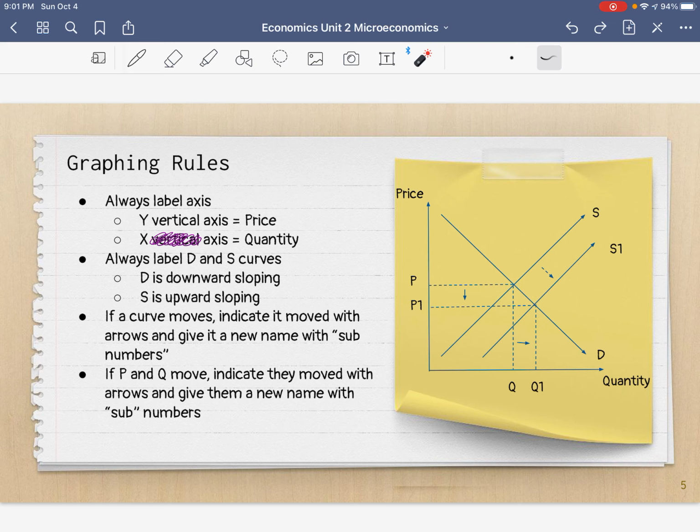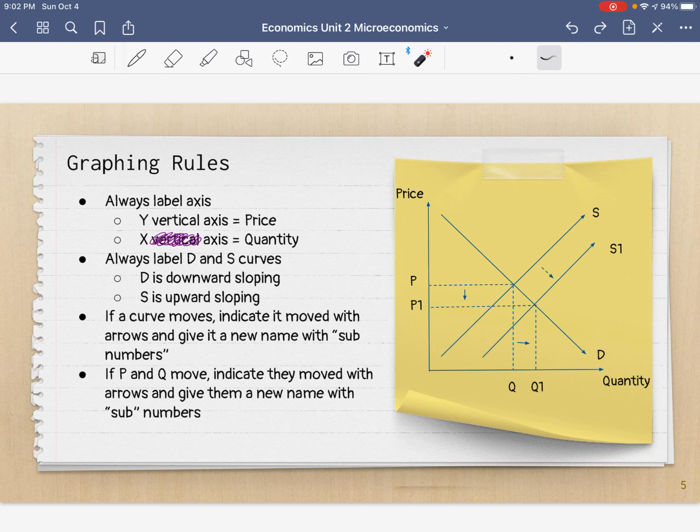Okay, supply is upward sloping. So supply is this one. Little arrows, and then label it with an S so that the reader of the graph knows, okay? So we've got price, quantity, supply, demand. And that's what a basic graph looks like.